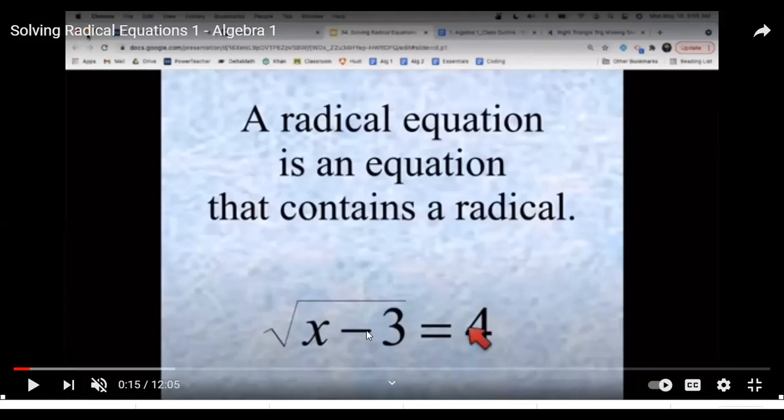And the expression under the radical sign is called what? Radicand, yes. So this is the radical sign, and under the radical we have the radicand, which is the expression under the radical sign. Then, for example, square root of x minus 3 equals 4.